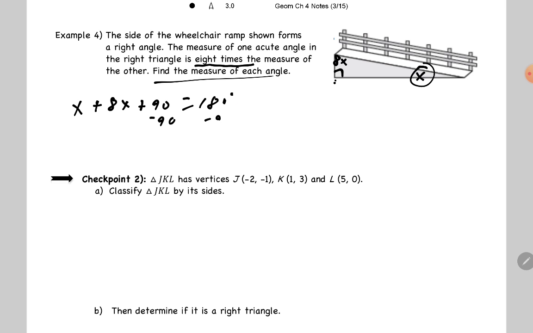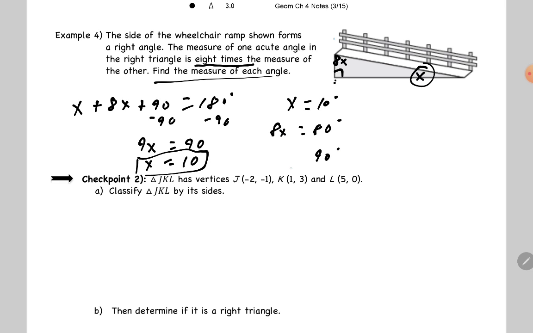If I subtract 90 over, and then combine my like terms, 9x equals 90, so x equals 10. Again, we found x, but we want the measure of each angle here. So x equals 10, that's one angle. And then 8x is 80 degrees, and then we already know the 90 degree angle there.